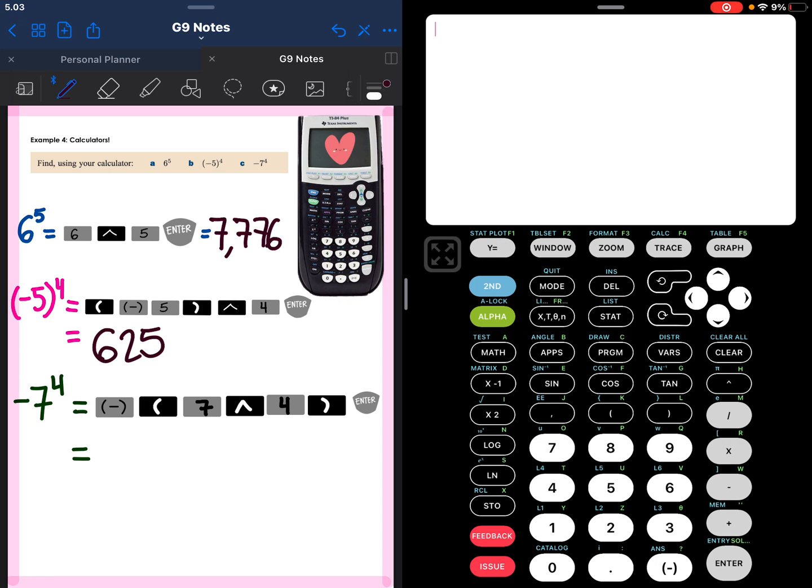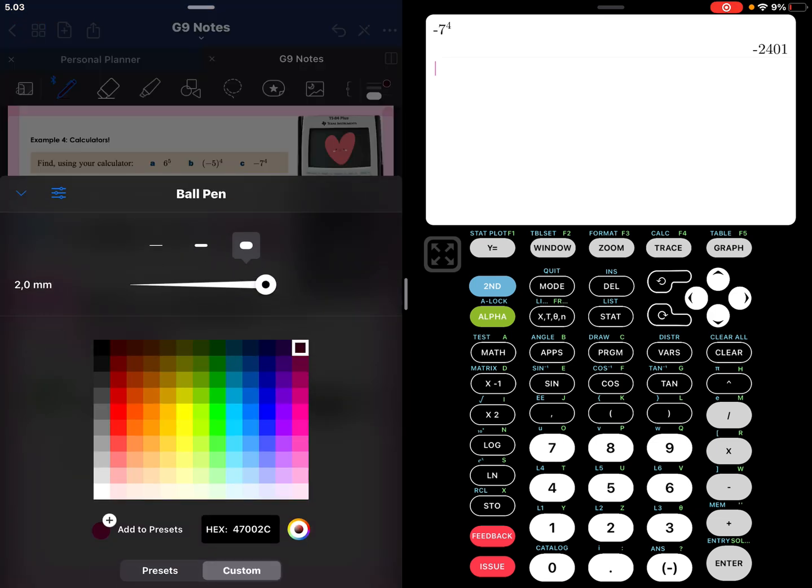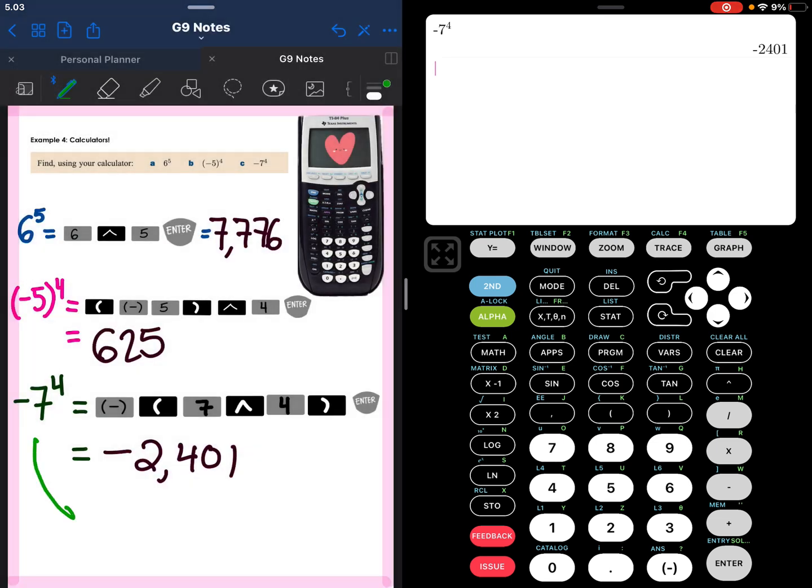So let's try it out. I'm just going to punch it into the calculator. Let's see if the calculator got it right. So negative sign below the 3, and then 7, caret top, and then 4, enter. Yes, the calculator gets it right. It's negative 2,401. Again, this means you have negative, there's an invisible parenthesis around the 7 to the power of 4. So I could have put negative parenthesis 7 to the power of 4. I'd get the same thing.